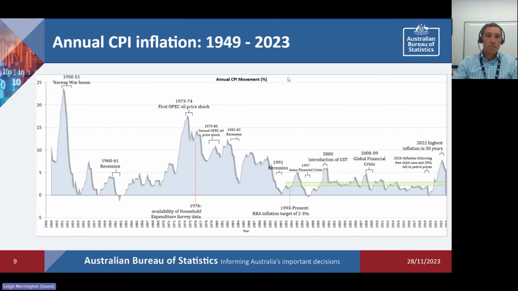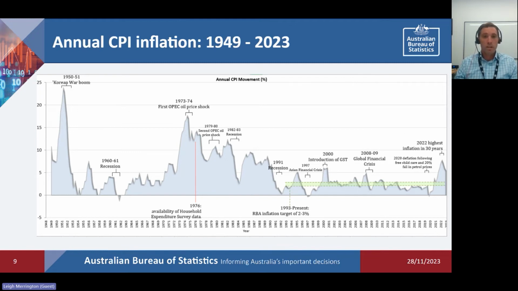So what is of interest is the rate of change in that index. This is a chart that will be coming out tomorrow, as I mentioned, with some of the material we're publishing. This is the annual change of CPI over 75 years, starting from 1949. And this shows a really interesting history of Australia's economic history, starting with the Korean War boom, where we saw inflation of around 24% in annual terms in the early 1950s.